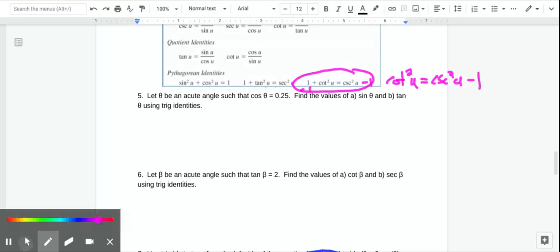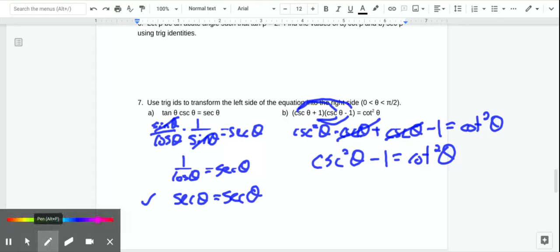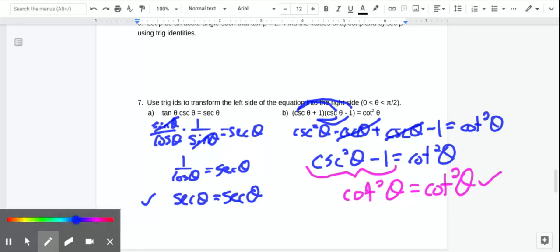So we can use that substitution in here, okay? That means that this thing is just cotangent squared, and that's equal to the other side, cotangent squared. So we got them to equal each other. Mission accomplished on that. So when we're using these trig identities to transform stuff, it's kind of like putting a little puzzle together, and we'll do some more practice with that as we go on.